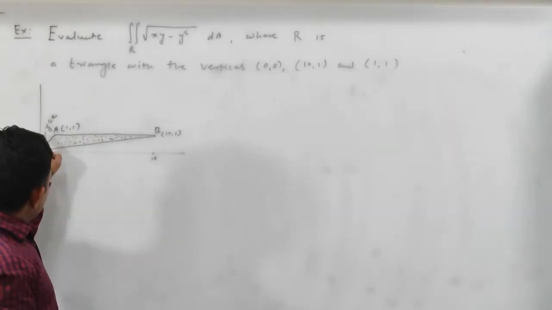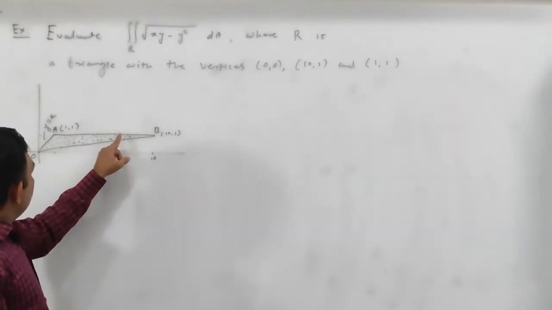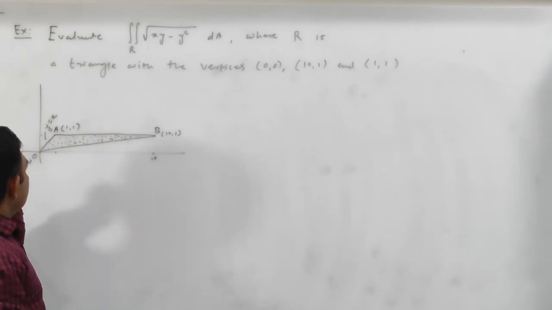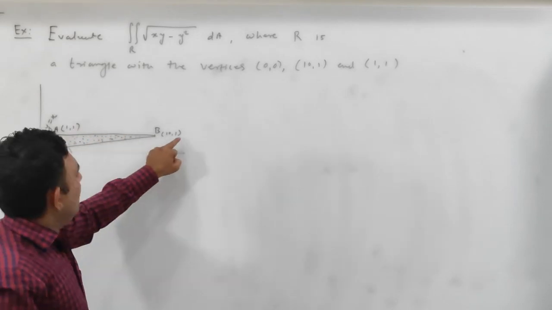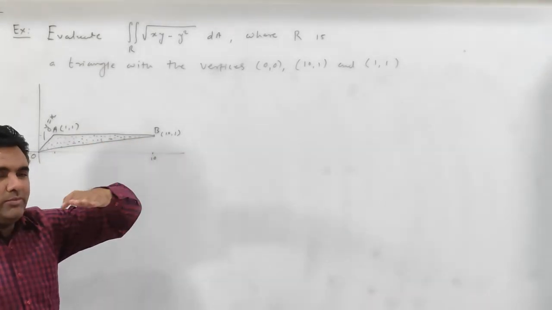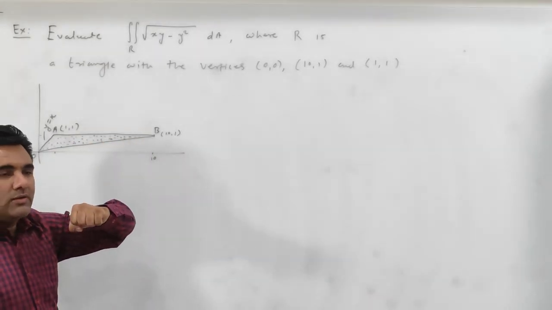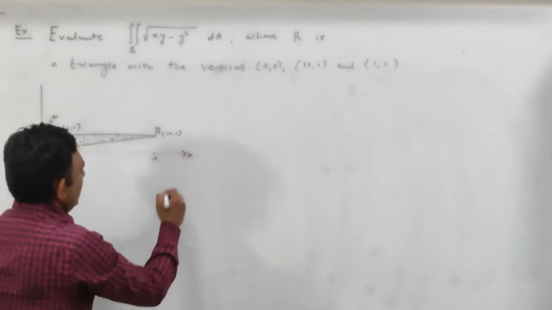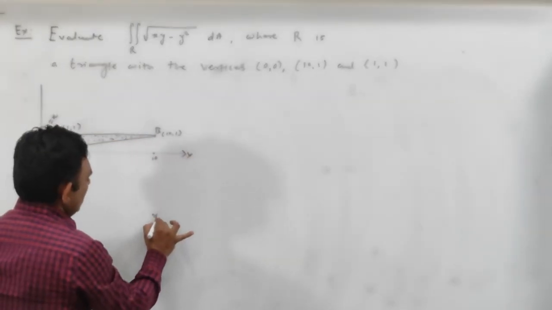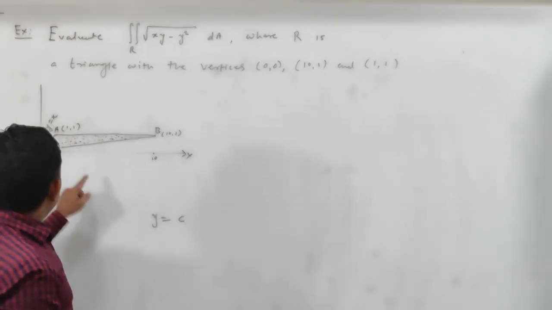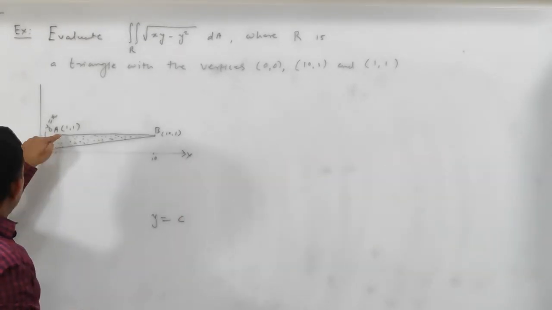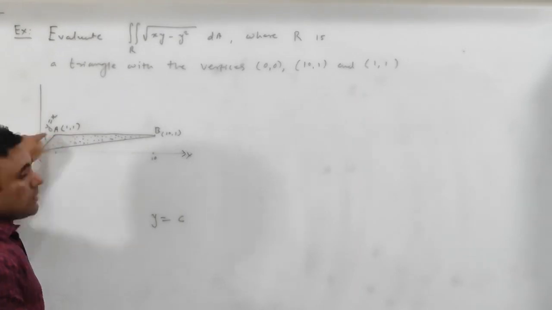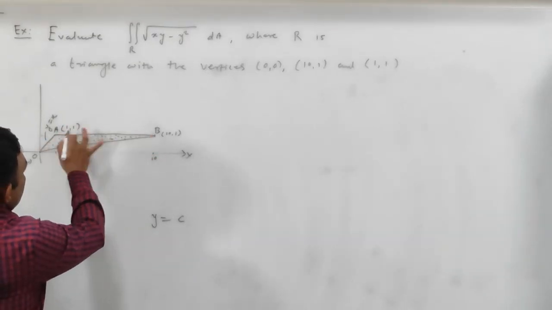Now think about line AB. The y coordinates are equal, so it will be a horizontal line parallel to the x axis. The equation of a line parallel to the x axis is y equal to some constant, and it is passing through 1. So the equation of this line is y equal to 1.